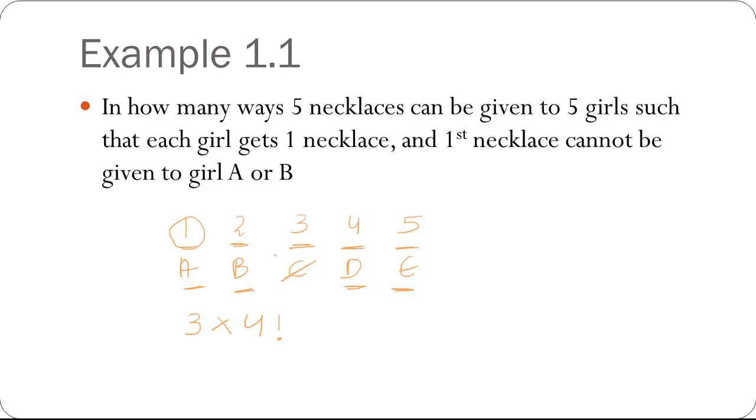Now we've got necklace 2, 3, 4, 5, 4 necklaces left and 4 people to whom these 4 necklaces are to be distributed. So 4 people, 4 necklaces, that can be done in 4 factorial ways. So 3 into 4 factorial is our final answer, which will come out to be 24 times 3, which is 72.